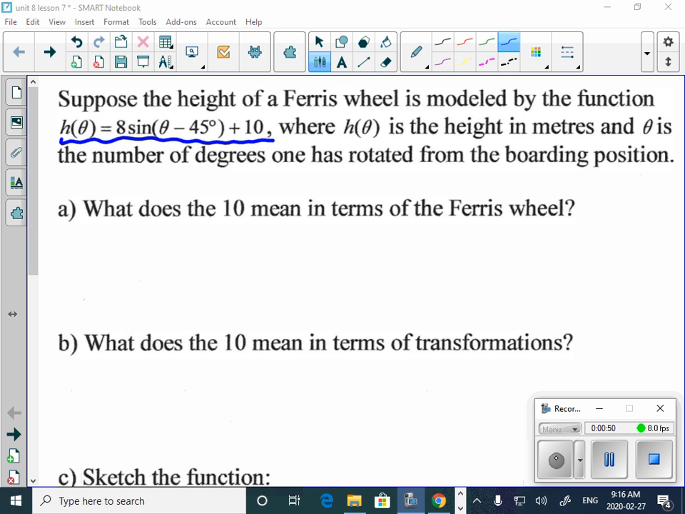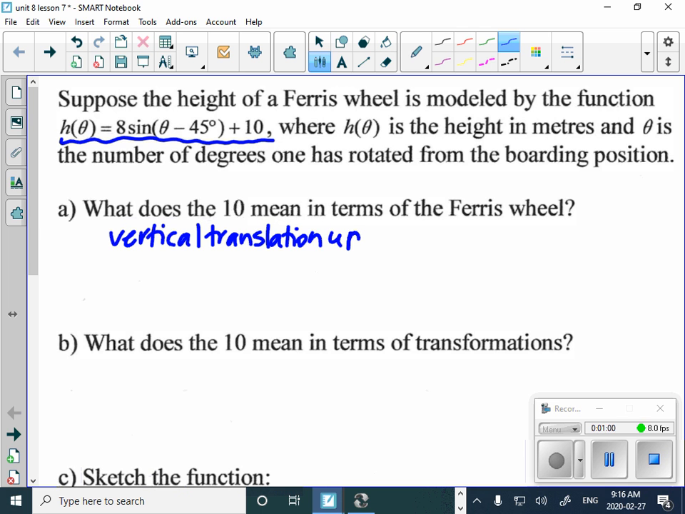So I know mathematically that that 10 is a vertical translation up 10. That means that the middle is no longer at 0. The middle is 10 meters in height. And that makes sense. If the middle were on the ground, the Ferris wheel would dig in under the ground, and that just doesn't sound safe. So physically, in terms of that Ferris wheel, it means the middle of the Ferris wheel, or the axle where it turns, is 10 meters up.